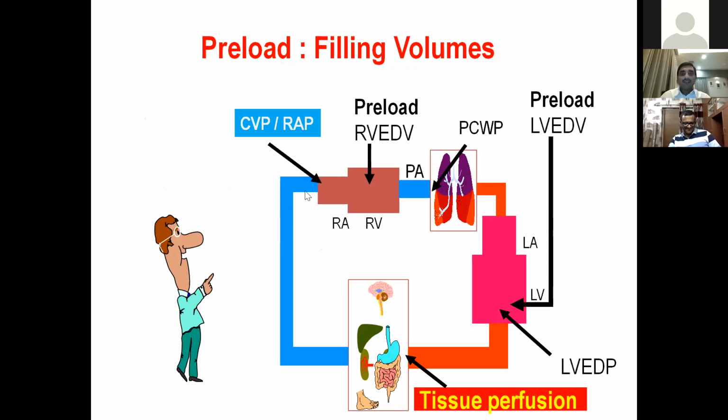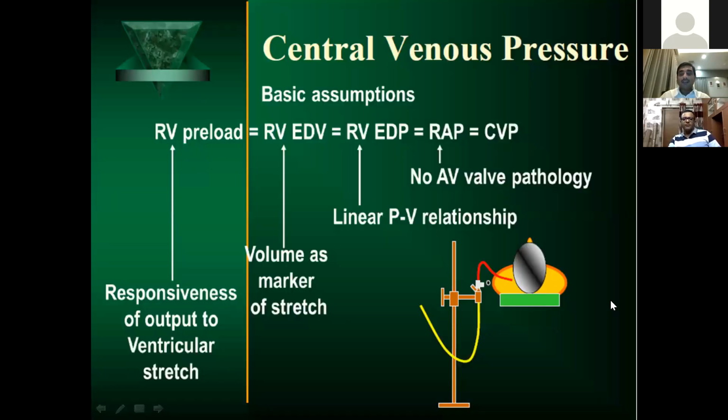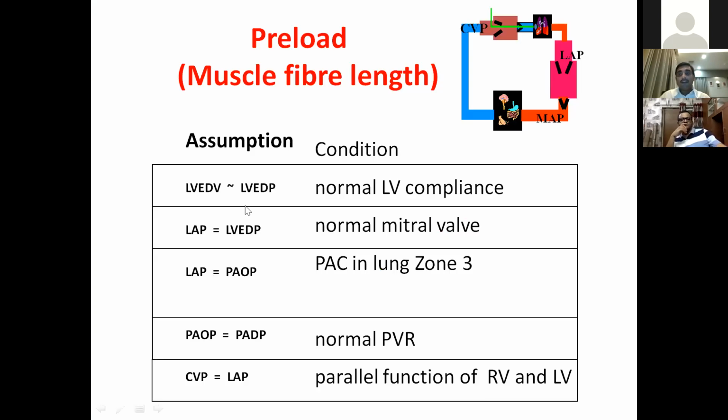You see this, we measure CVP here somewhere, at this juncture, and we take this as a reflection of left ventricular end diastolic volume and pressure. We see that, okay, this reflects this, but there are lots of interactions and pathophysiological phenomena going on in between. There are lots of assumptions: that left ventricular end diastolic volume equals left ventricular end diastolic pressure, so we assume normal LV compliance. In the same way, left atrial pressure equals left ventricular end diastolic pressure means normal mitral valve.